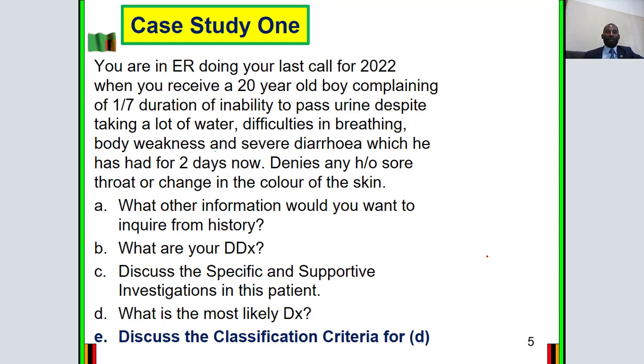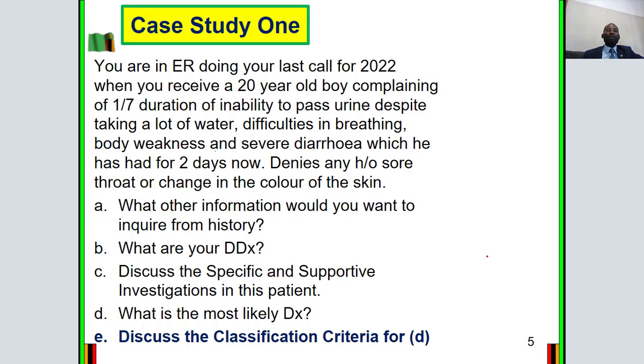So we have case study 1. You are in the emergency room doing your last call for 2022 when you receive a 20-year-old boy complaining of 1 day duration of inability to pass urine despite taking a lot of water, difficulty in breathing, body weakness, and severe diarrhea, which he has had for 2 days now. He denies any history of sore throat or change in color of the skin.